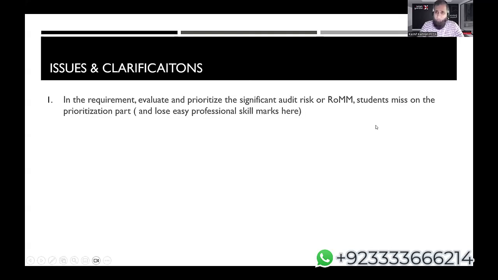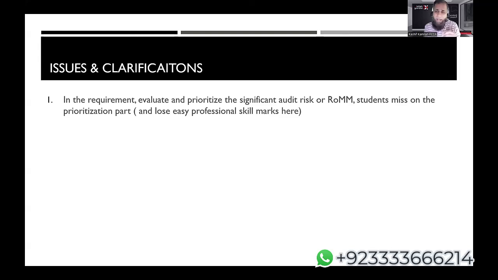The first issue, in the requirement: evaluate and prioritize the audit risk or risk of material misstatement. Students miss the prioritization part and lose easy professional skill marks. The students do write a good answer for audit risk or risk of material misstatement. They know how to write it. But the problem is that you are not prioritizing the risks you are writing.